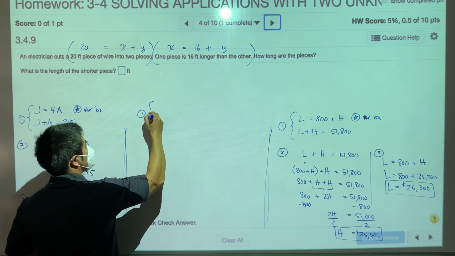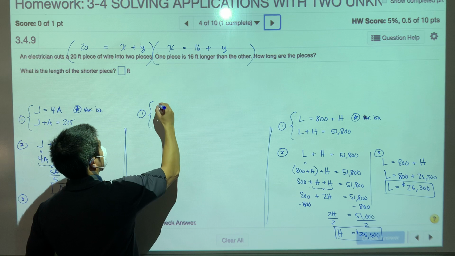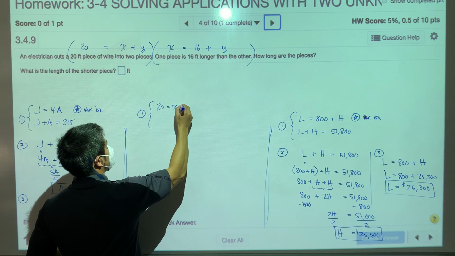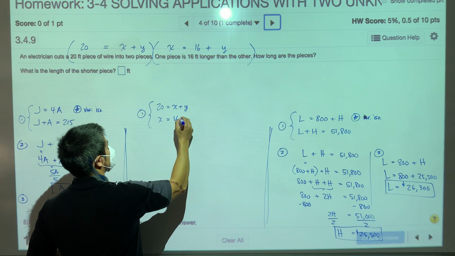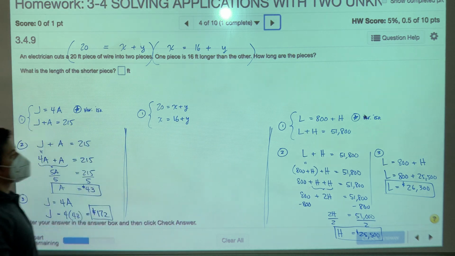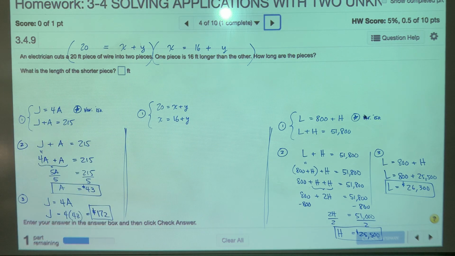Step 1, again, consistently write down the 2 equations. 20 equals X plus Y. And my other equation, X equals 16 plus Y. You guys with me so far? Any questions about your problem in relation to mine? Anything that's not making sense? Something that can be done better? Something I can help you with?